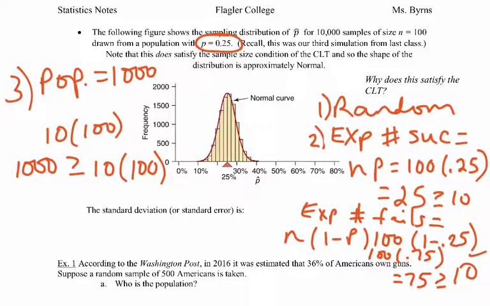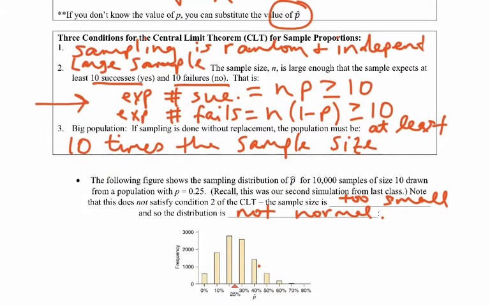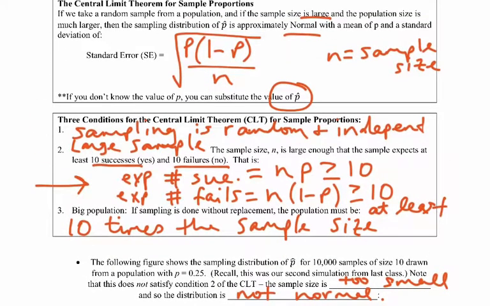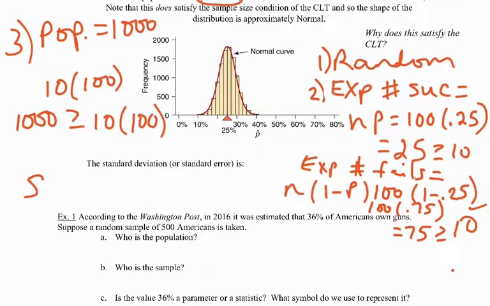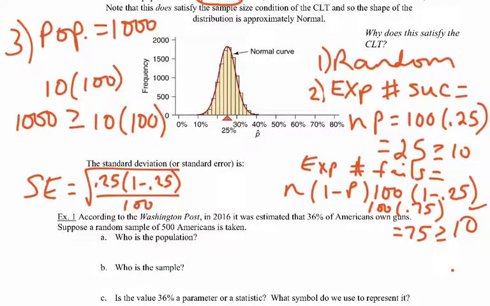So let's go ahead and calculate what the standard error should be. So the standard error, using the standard error formula, let me go ahead and write that out here. The standard error formula would be the square root of 0.25 times 1 minus 0.25 divided by n, which is 100, and that would be about 0.043. That would be our standard error for the sampling distribution here.